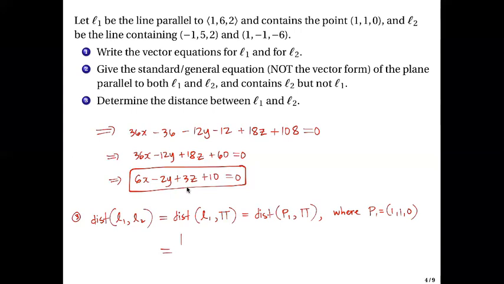Hence, we have here 6 times 1 minus 2 times 1 plus 3 times 0 plus 10. And you have to get the absolute value of that. And for the denominator, you get the norm of the normal vector. So it's the square root of 6 squared plus negative 2 squared plus 3 squared.